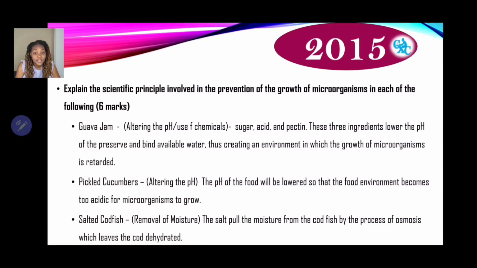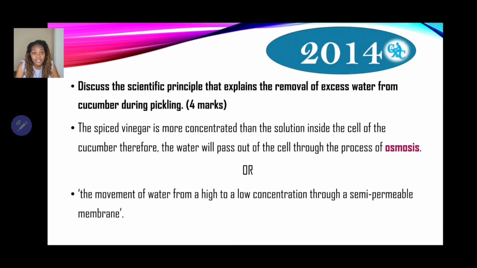All right, the next one is salted codfish. The scientific principle here is the removal of moisture. The salt pulls the moisture from the codfish by the process of osmosis, which leaves the cod dehydrated. So what we call saltfish, guys, we're referring to here by the correct name, salted codfish. So just for you to be clear on that. All right, let us move on to 2014.